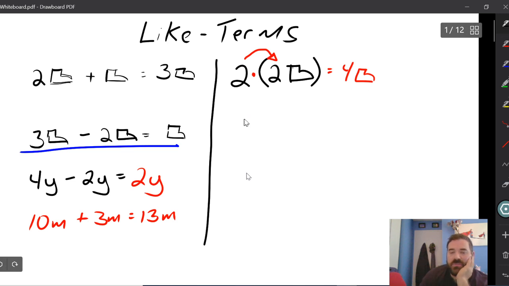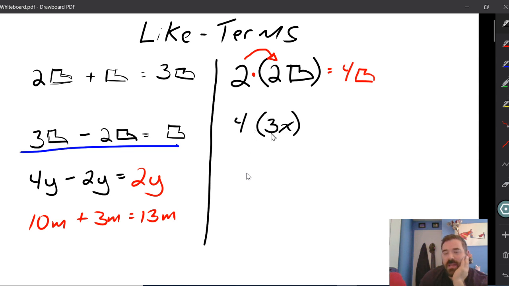So instead of writing shoes, let's say that I have 3 x's. And I'm going to quadruple the number of x's that I have. So I'm going to multiply it by 4. So instead of having 3 x's, I now have 4 times that. So 3, 6, 9, I have 12 x's.